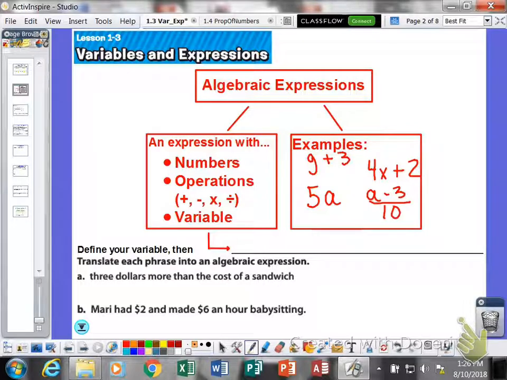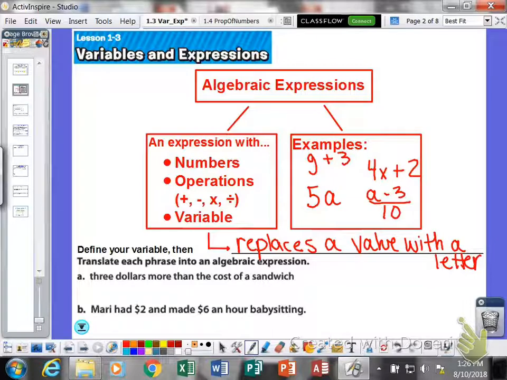Now, when we translate each phrase into an algebraic expression, there's something very important: you must define your variable. You have to be able to tell what the variable is. And remember, a variable replaces a value with a letter. Sorry, I write really big here. It replaces a value with a letter, so they're interchangeable.